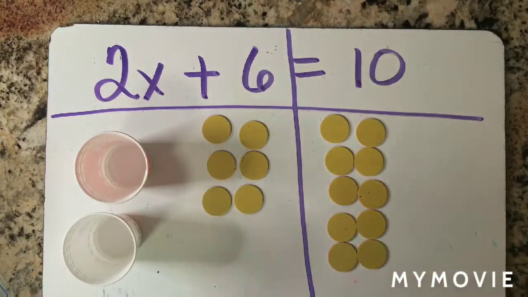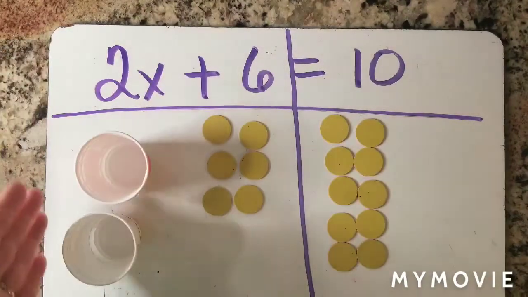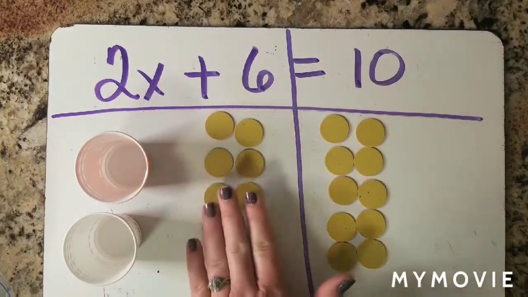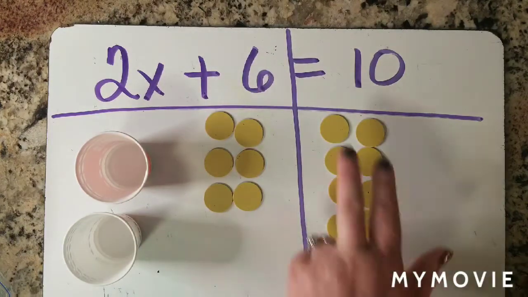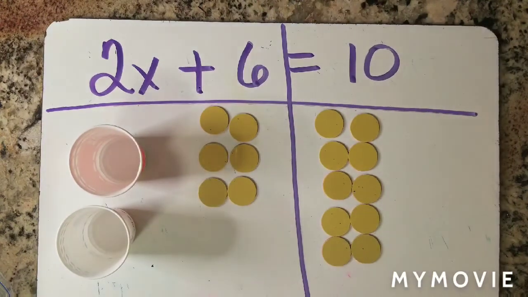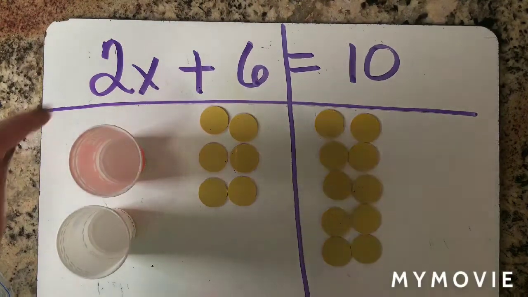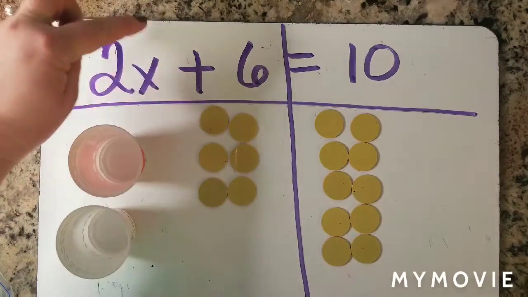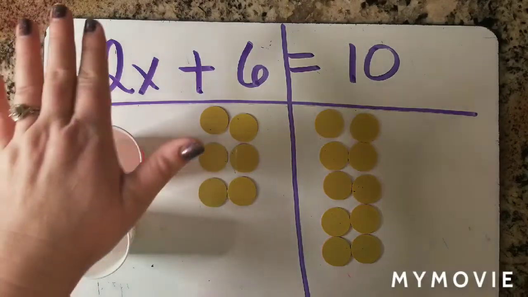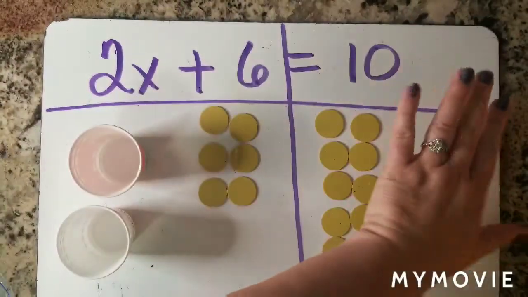Okay, remember the first thing we need to do is check our model. I have two variables, 2x. I have 2, 4, 6, positive 6. And I have 2, 4, 6, 8, 10, positive 10. So my model is correct. So we need to get this variable by itself. It is a loner. It wants to be by itself. So we need to get all of this to this side.